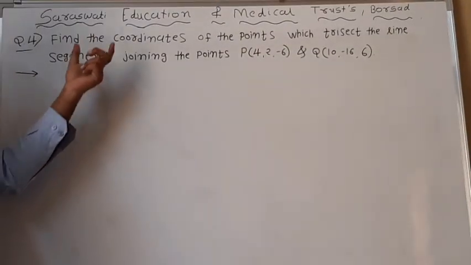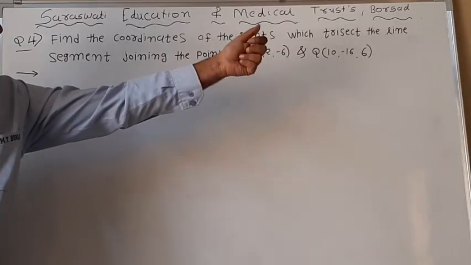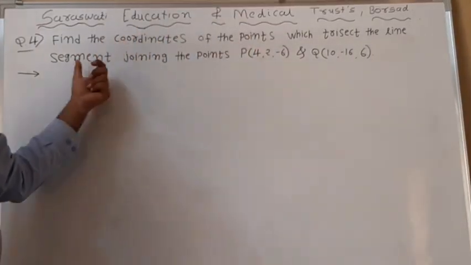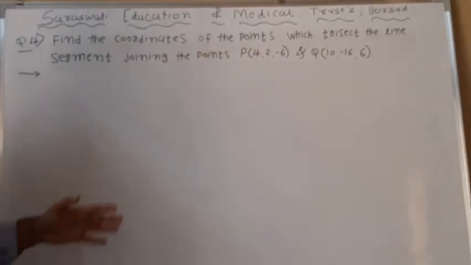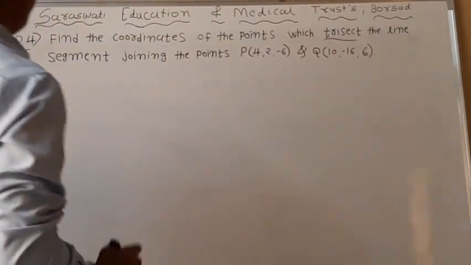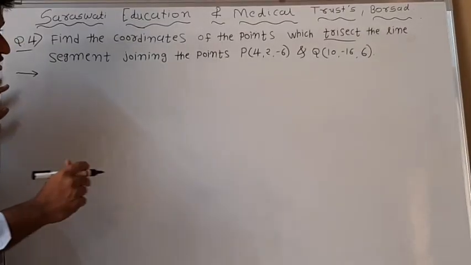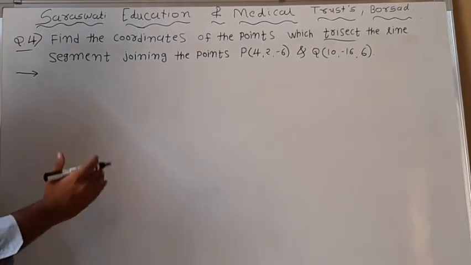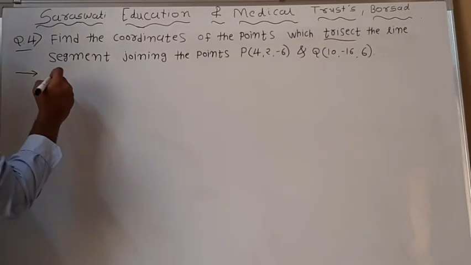Next question. Find the coordinates of the points which trisect the line segment joining the points P and Q. So first of all, what is the meaning of trisect? Here two points are present, point P and Q. Now trisect means dividing the line segment PQ into 3 equal parts.